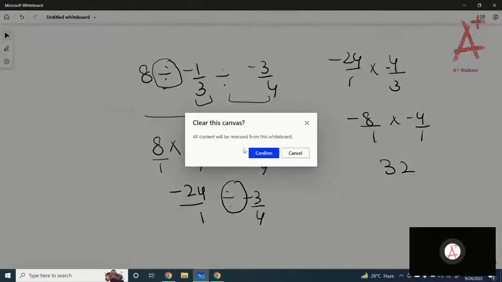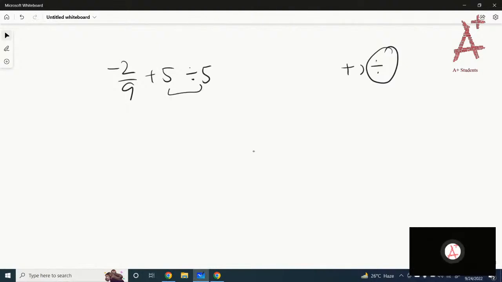Okay, the next one is negative 2 over 9 plus 5 divided by 5. Okay, now you have an addition and a division. So here division has the highest priority. Got it? So you have to divide first. You have to do 5 divided by 5. 5 divided by 5 is 1. Got it?